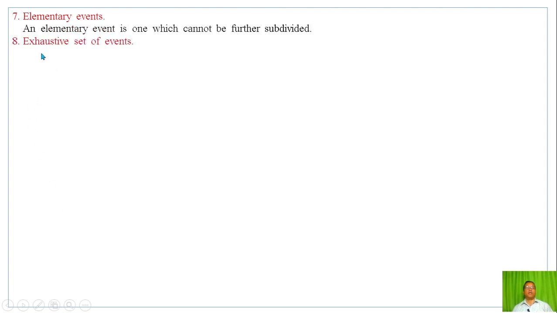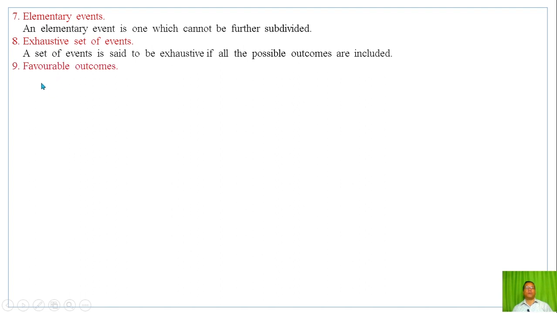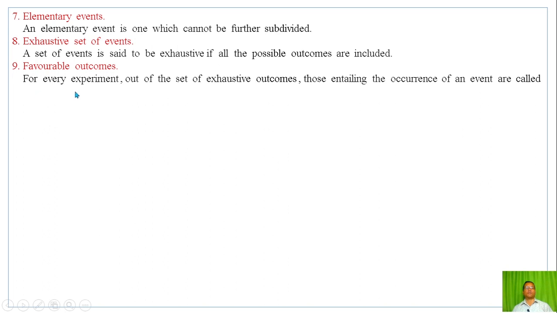Elementary events. Any elementary event is one which cannot be further subdivided. Exhaustive set of events. A set of events is said to be exhaustive if all the possible outcomes are included. Favorable outcomes. For every experiment, out of the set of exhaustive outcomes, those entailing the occurrence of an event are called the favorable ones for the event.